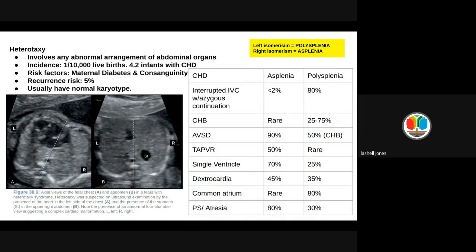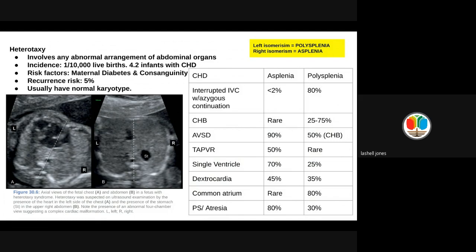All right, so now we're getting into our heterotaxy. So once again, we learned that with heterotaxy, it's an abnormal arrangement of abdominal organs, okay? Incidence 1 in 10,000 live births, 42 infants with CHD, risk factors, diabetes, if there's a family relation of mom and dad, it's a high risk of having heterotaxy. The recurrence risk is 5%, okay? And they usually have a normal karyotype.